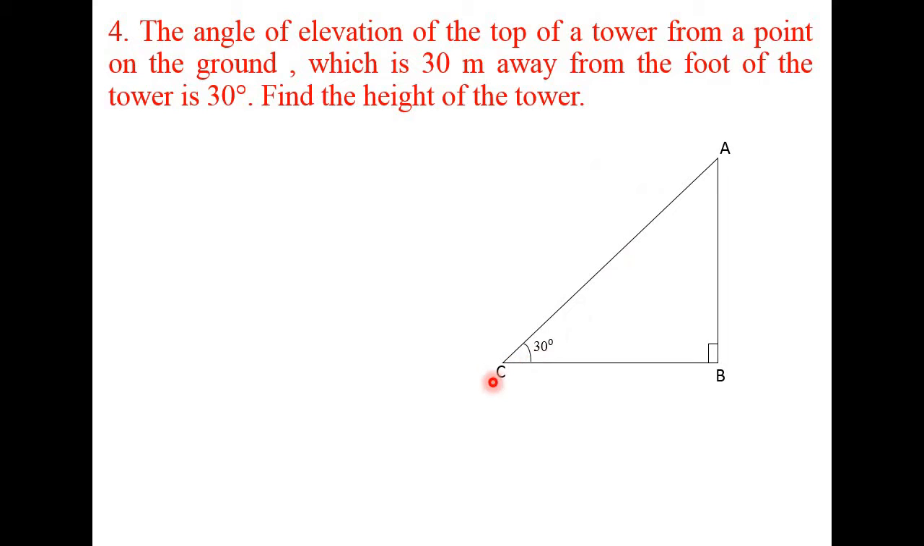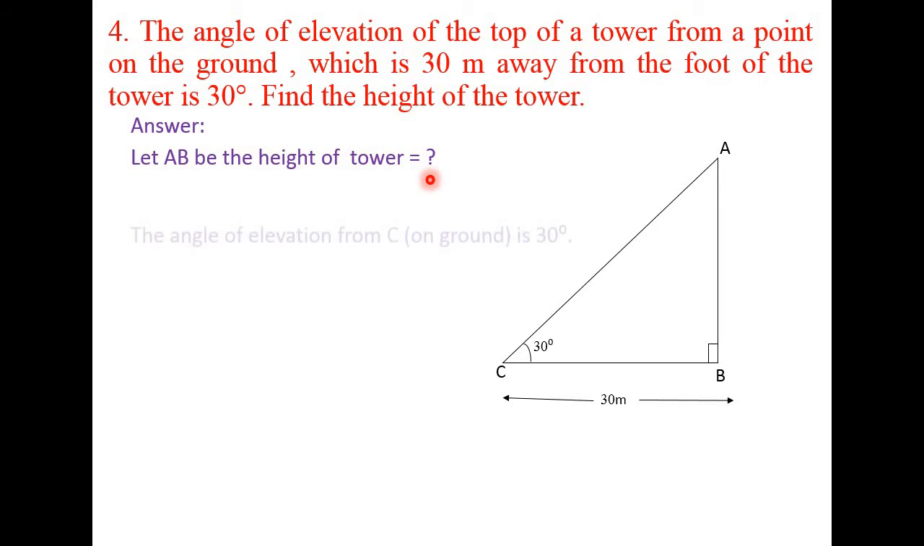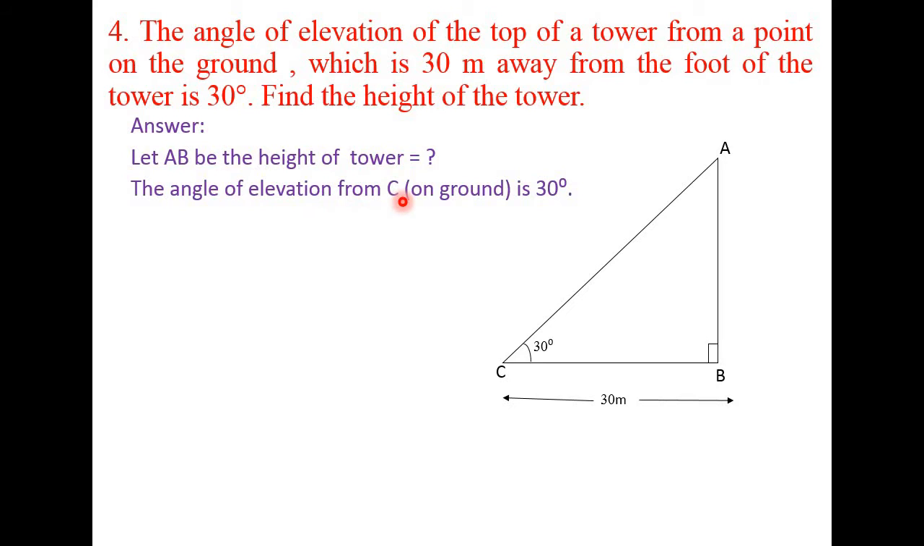That point is C. From this point C to the top of the tower, the angle of elevation is 30 degrees. We have to find the height of the tower AB. Let AB be the height of the tower, which is equal to question mark. The angle of elevation from the point C on the ground is 30 degrees.